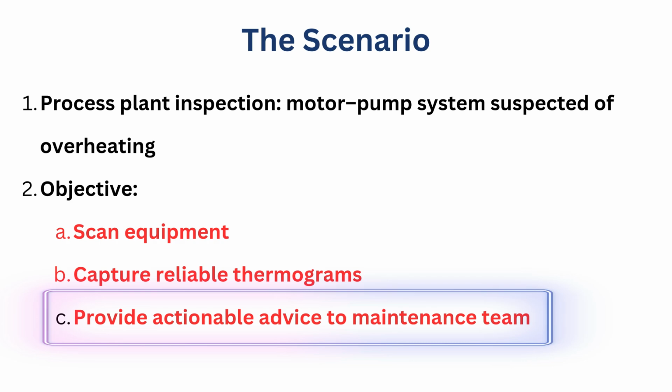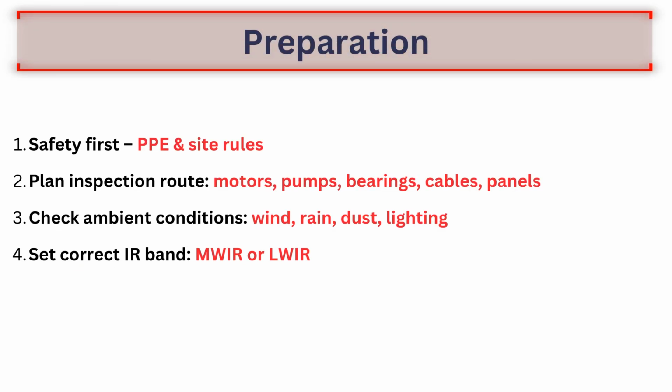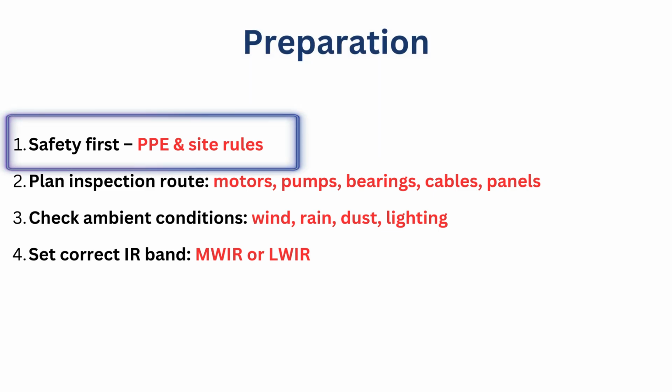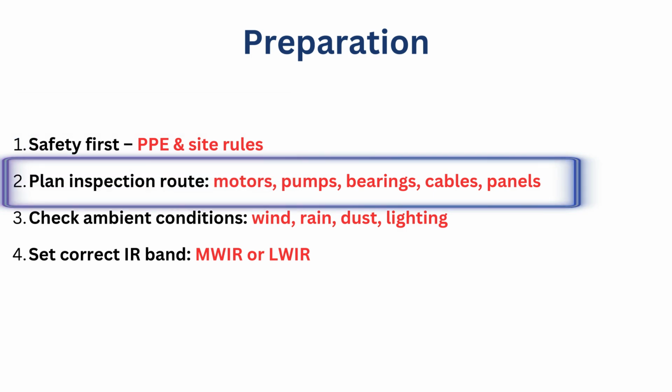So first of all, we'll prepare ourselves. How are we going to prepare? First of all, please make sure that all the safety rules are followed and all the safety PPE is available with you. Second, we'll plan the inspection routes. Let's say, what are the components that you want to inspect here? Of course there will be the motor, the coupling, the pumps, and these pumps and motors have their bearings, and also cables will be part of it, and also the panel inspection.